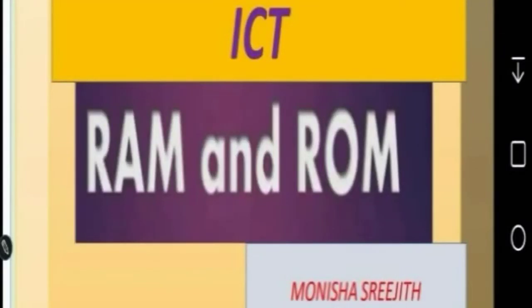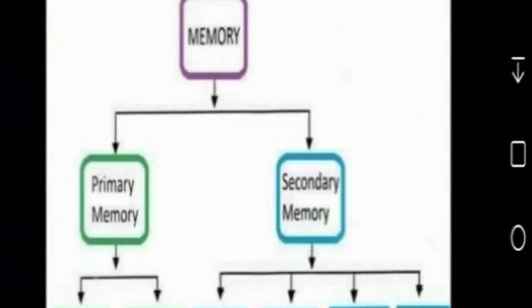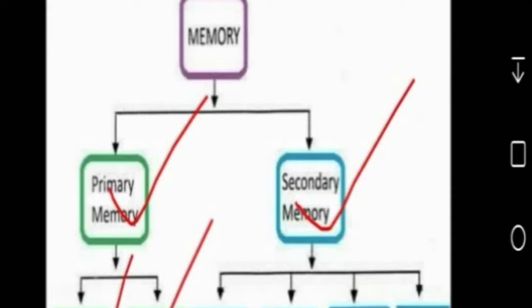Hello students, today we discuss an important topic of paper 1 in ICT, RAM and ROM memory and their differences. Okay, let's start. Memory is the most essential element of a computer system because without it, a computer can't perform a simple task. Computer memory can be divided into primary memory and secondary memory. Primary memory includes RAM and ROM. Secondary memory includes hard disk, floppy disk, CD-ROM and DVD.